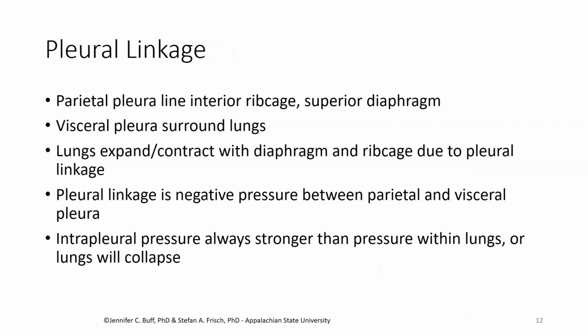An important component of the connection from these muscular movements to changes in lung size is the pleural linkage. The parietal pleura lines the inside of the interior rib cage, the superior part of the diaphragm. The visceral pleura is a wrapping that surrounds the lungs. The lungs expand and contract with the diaphragm and the rib cage due to a linking between these two pleura, which is a negative pressure between the two pleura created by a liquid layer in between them. That intrapleural pressure is always stronger than the pressure within the lungs, otherwise the lungs would collapse.